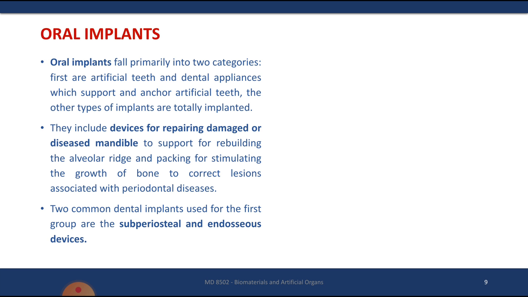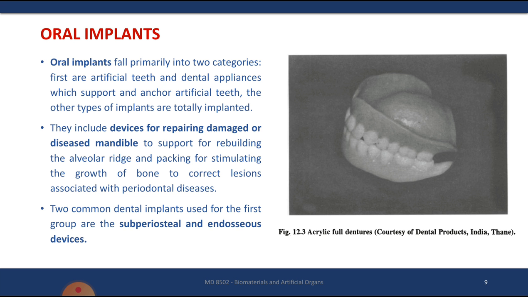If you look at the right side, you have a picture of an acrylic full denture, where the whole dental cavity itself is modeled. You would have seen old age people, generally when they lose all their teeth, they put in this artificial set of teeth, which is shaped according to their oral cavity. So that is that one.